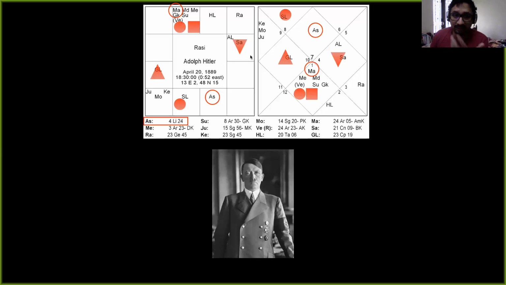In Hitler's life, you can clearly see that play out. He was a great leader. His speeches were very magnetizing, riveting, all of that. Why? You said it's destruction, but see, when you say each planet has got its own positives and negatives, fine.